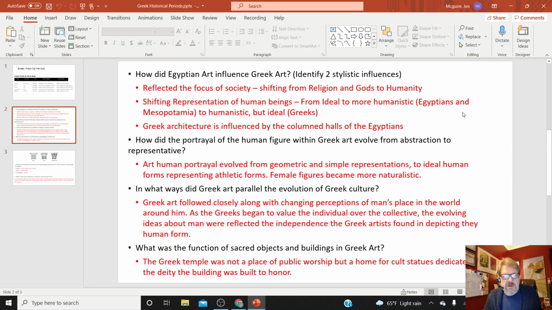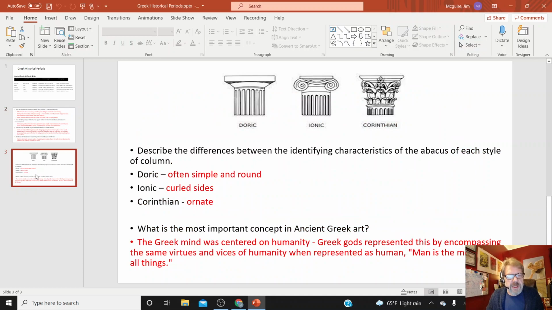In what ways did Greek art parallel the evolution of Greek culture? Well, again, Greek art followed closely along those changing perceptions of man's place in the world, as the Greeks began to value the individual over the collective, or those gods and deities. The evolving ideas about man were reflecting that independence the Greek artists found in depicting the human form. So think about freeing that figure from the stone to depict how they started seeing themselves as more independent in the world. And the Greek temple was not a place of public worship, but a home for cult statues dedicated to the deity that the building was intended for.